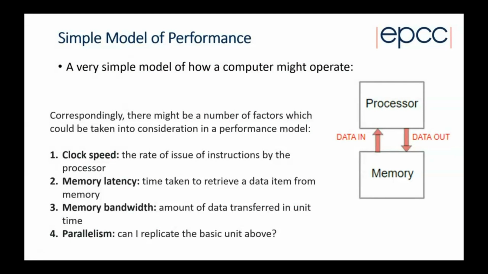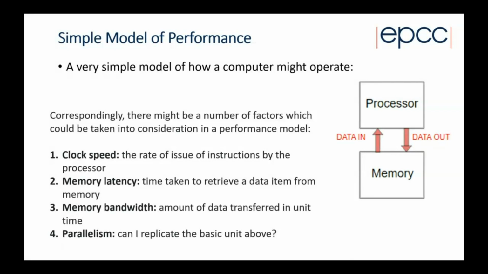A simple model of performance in a computer might be something as simple as this diagram on the right. We have some processor and we have some memory. We need to move data from the memory into the processor to do some work and move it back. And there's a number of different factors which can be taken into consideration when we're thinking about the performance of how this system operates.